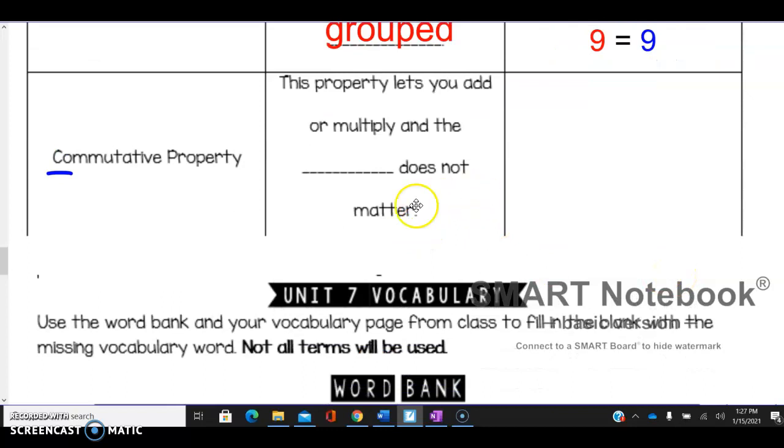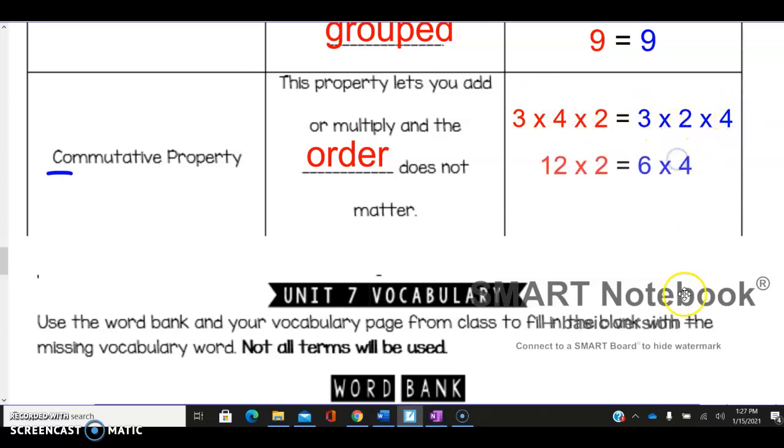Our last term is the commutative property. The commutative property lets you add or multiply, and the order does not matter. So if I had 3 times 4 times 2, I would get the same answer if I did 3 times 2 times 4. 3 times 4 is 12, still need to multiply by 2, or 3 times 2 is 6, still need to multiply by 4. Either way, I'm getting 24 as my answer. My trick to remember this: the "co" reminds me that I can change my order, commutative property.